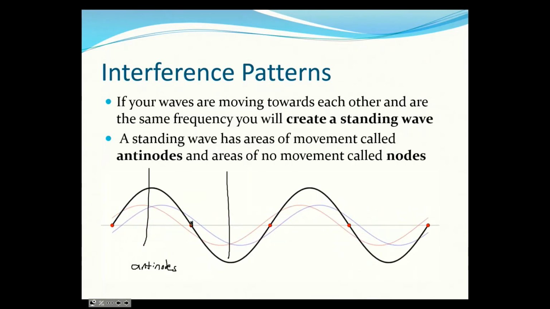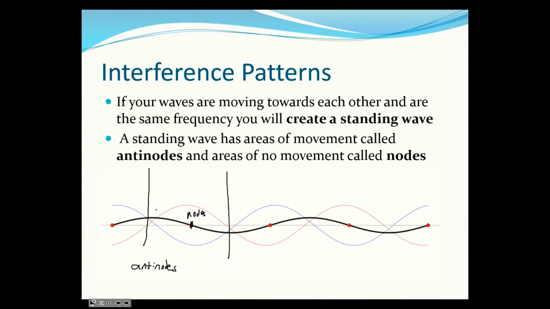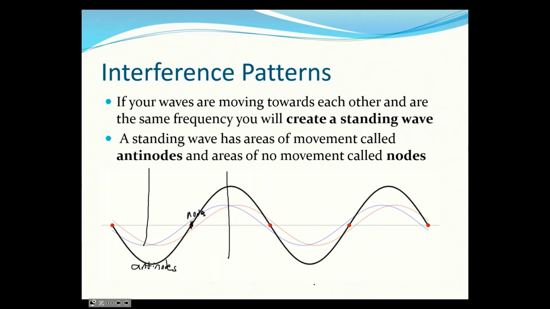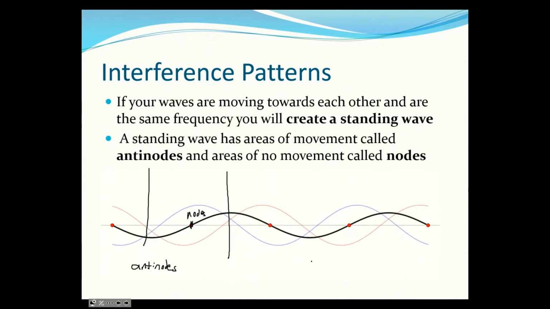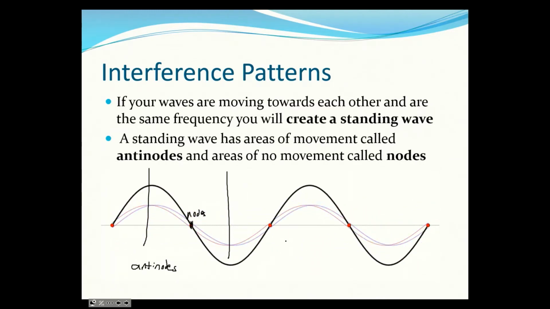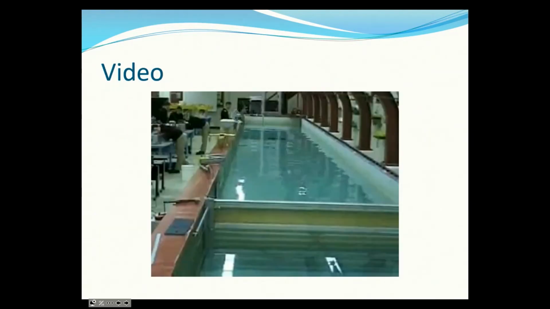And then we have this area where it doesn't move at all. Those are called nodes. So we have areas of antinodes and nodes, and it looks like a standing wave because the wave just stays in one position and just goes up and down, right? But it's just a result of those two waves that are interfering with each other in the background. So we can get an interference pattern from any type of wave, including a water wave.